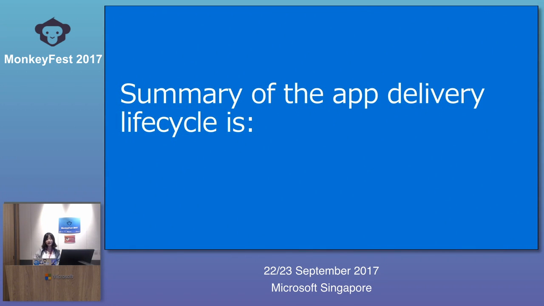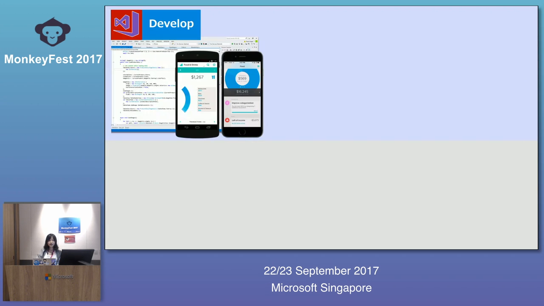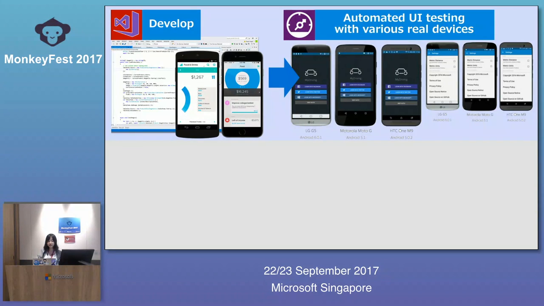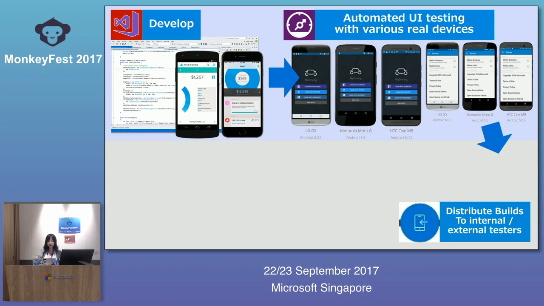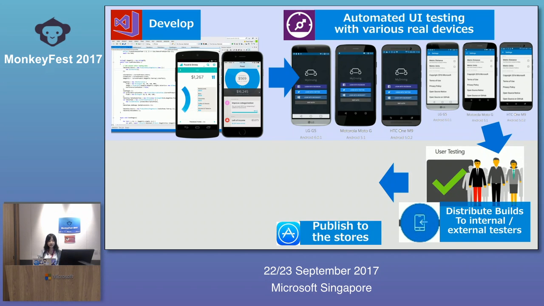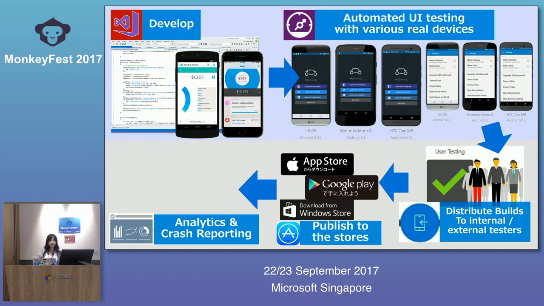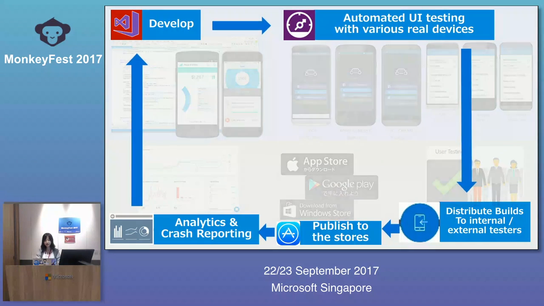So, summary of the app delivery lifecycle is, first, develop, maybe with Xamarin, and automated UI testing with various real devices. And third, distribute builds to internal and external testers. Then publish to the stores. And finally, analytics and crash reporting. So this is the cycle. When you create an app and release it, you have to follow this cycle.